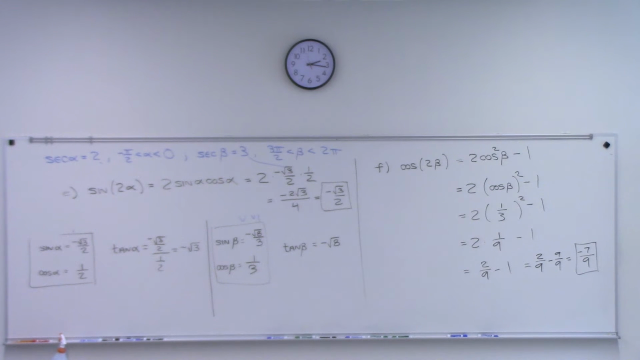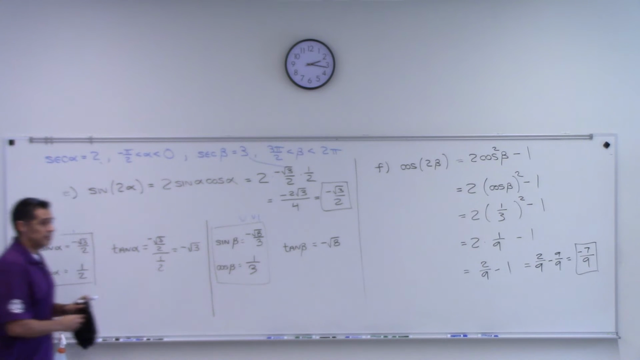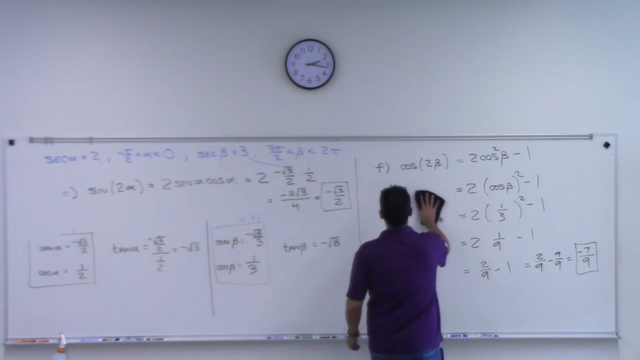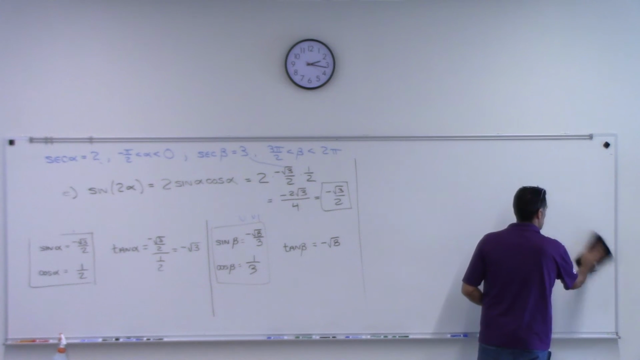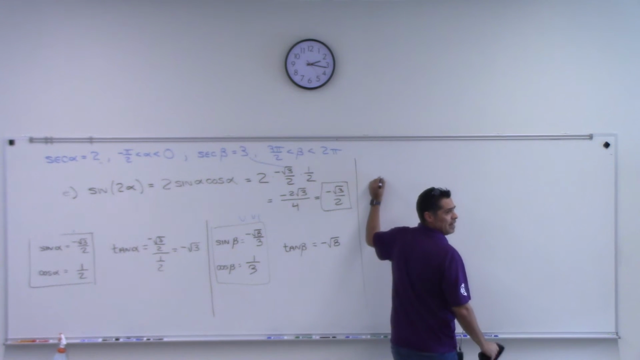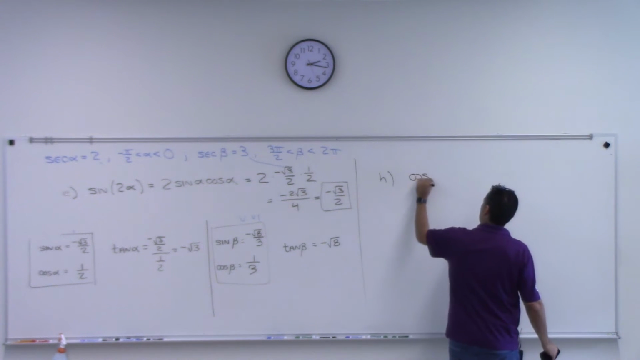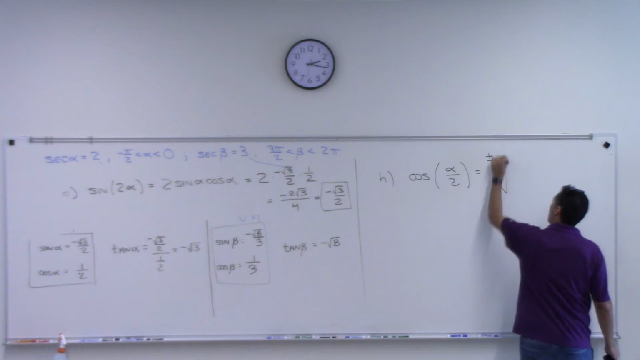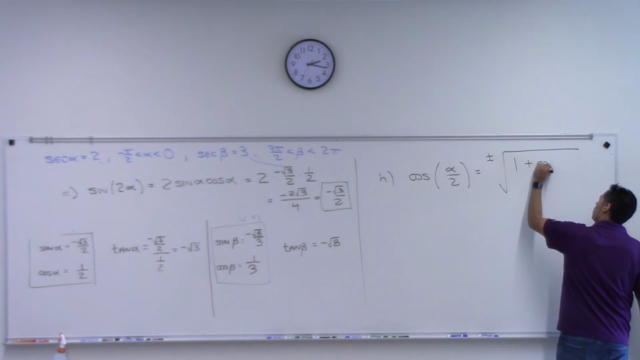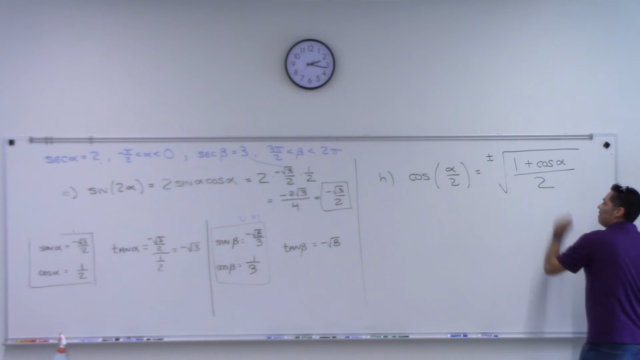All right. What are we doing? Oh, we need to do one of these. Let's do either the sine of beta over 2 or cosine of alpha over 2. Which one do you want? You want to do the cosine? Okay. Cosine, oh, it's alpha over 2. All right, let's do that. I like that one. So for H, cosine of alpha over 2. Well, we know by the definition it's plus or minus the square root of 1 plus cosine alpha all over 2, right?